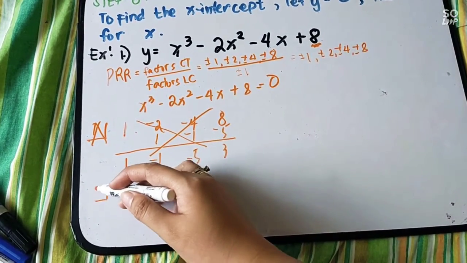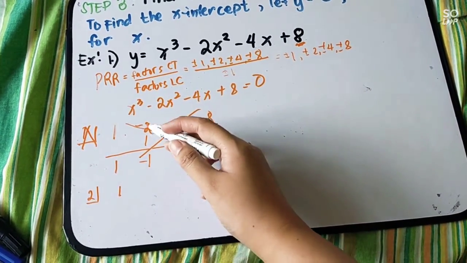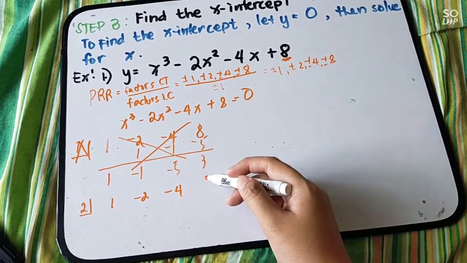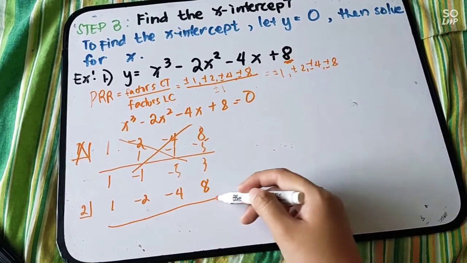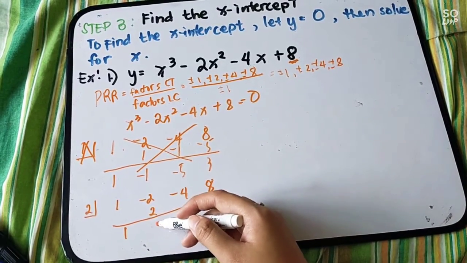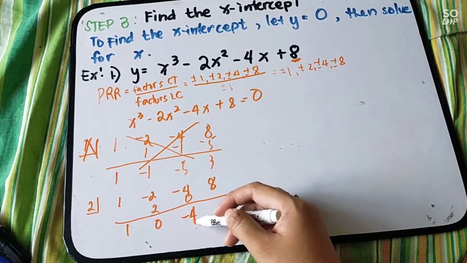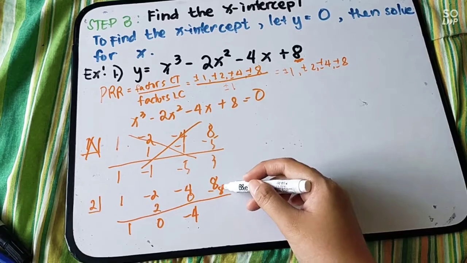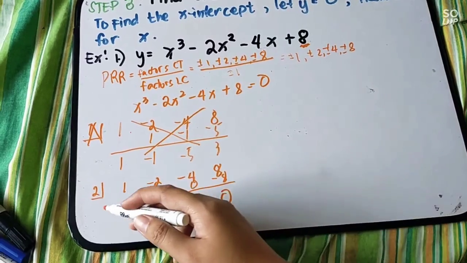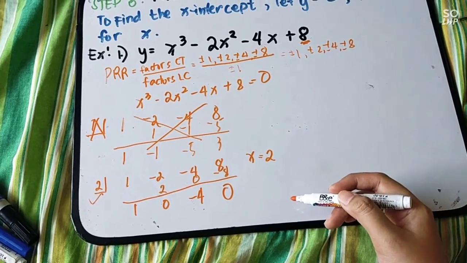Okay? Next, let us try positive 2. So, we have 1, negative 2, negative 4, and then positive 8. Okay? So, bring down 1. 1 times 2, we have here 2. Then, add, we have 0. 0 times 2, we have here 0. Then, we have here negative 4. Negative 4 times 2, we have negative 8. Then, add 8 plus negative 8, that is 0. Okay? So, it is correct, we have here 2. So, our first x is equal to 2.